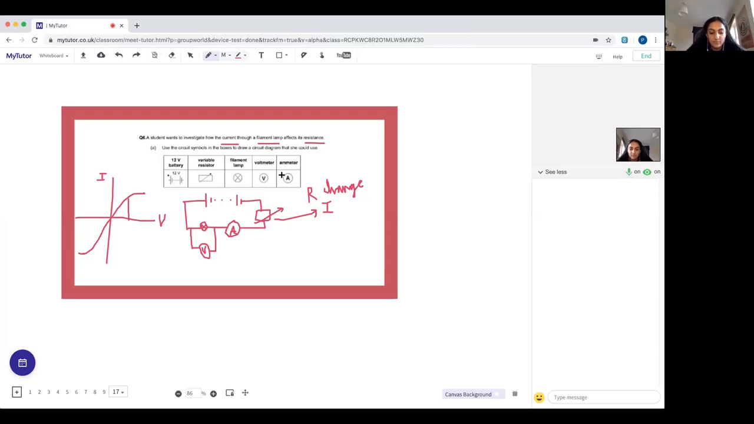And then another question asking if the voltage changes when the variable resistor changes. So if we change the variable resistor, the voltage does in fact change from the filament lamp. So the current through the filament lamp changes, which means that the voltage of the filament lamp also changes because of V equals IR.